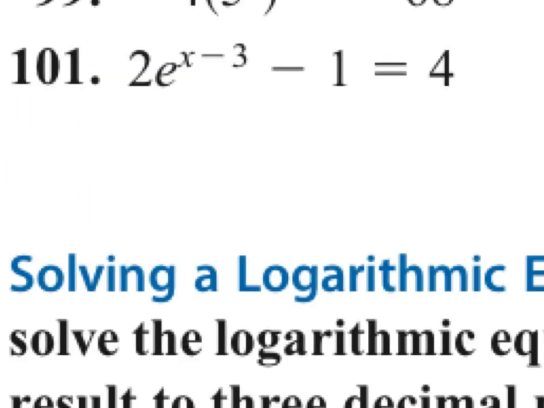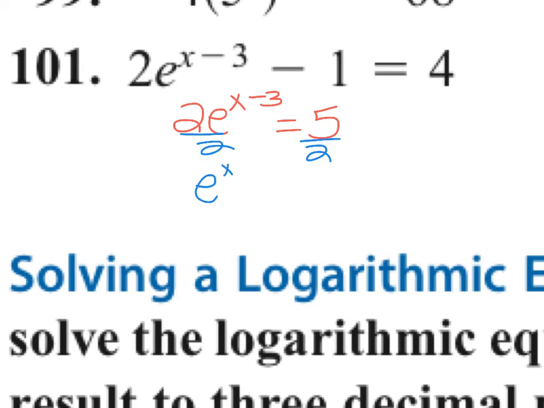So as soon as you see an e, the goal is to isolate it and then ln both sides. So I have 2e to the x minus 3. I'm going to add the 1 to the other side. That's 5. I'm going to divide both sides by 2. e to the x minus 3 equals 5 over 2.